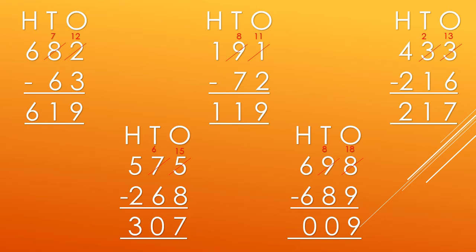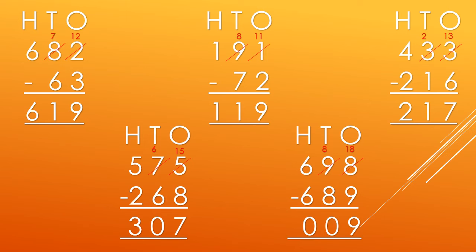Next example is 191 minus 72. So children, again we cannot subtract 2 from 1, so we will borrow. 9 becomes 8 and 1 becomes 11. 11 minus 2 is equal to 9 and 8 minus 7 is equal to 1. And in 100 place only one number is there, so we will write 1 in hundreds place. So 191 minus 72 is equal to 119.